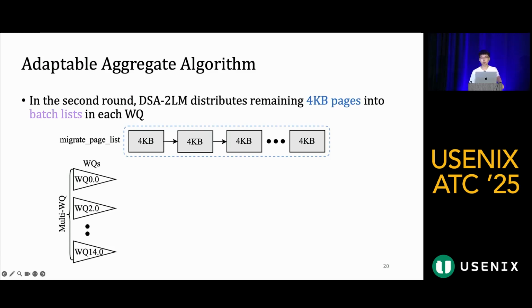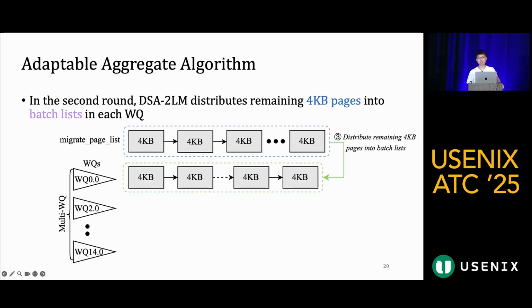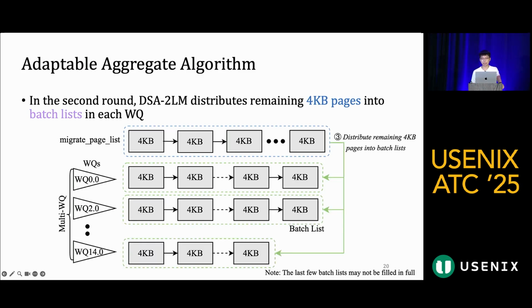Next, it groups the remaining 4 kilobyte pages into batch lists and submits a batch descriptor to each work queue. The batch size is determined by the number of 4 kilobyte pages and the number of available work queues. In corner cases where the batch size is less than 2, the remaining 4 kilobyte pages are submitted directly to each work queue. Note that the last few lists may not be filled in full. Our algorithm balances the total in-flight data submitted to each work queue, ensuring that the size difference between work queues does not exceed the size of a single 4 kilobyte page.